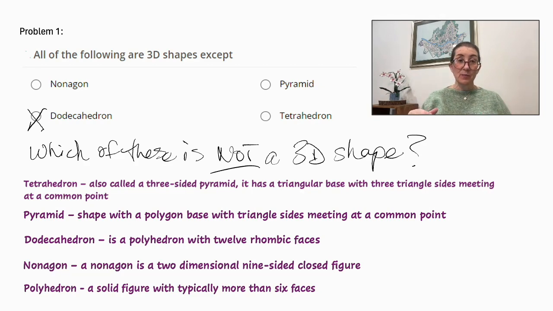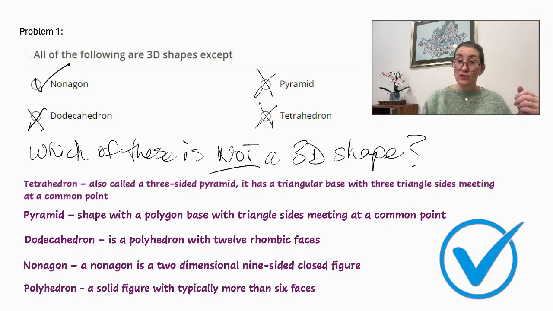A pyramid. Now, a pyramid is a shape with a polygon base with triangle sides meeting at a common point. And that, too, is a 3D shape. So that cannot be our answer. A tetrahedron is another type of pyramid, but this type has a triangular base and 3 triangles meeting at a point. It's also a 3D shape. So what is a nonagon? A nonagon is a 2-dimensional, 9-sided, closed figure. And it is also the correct answer.